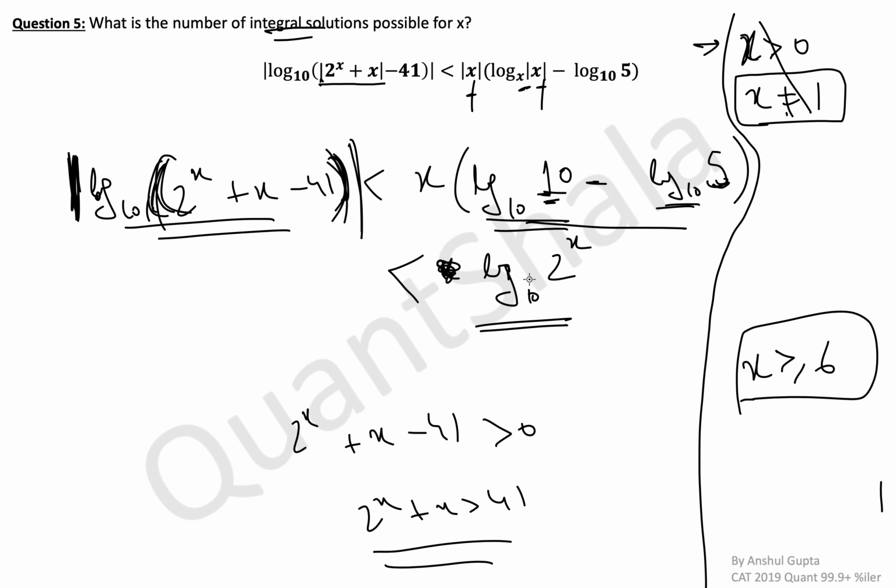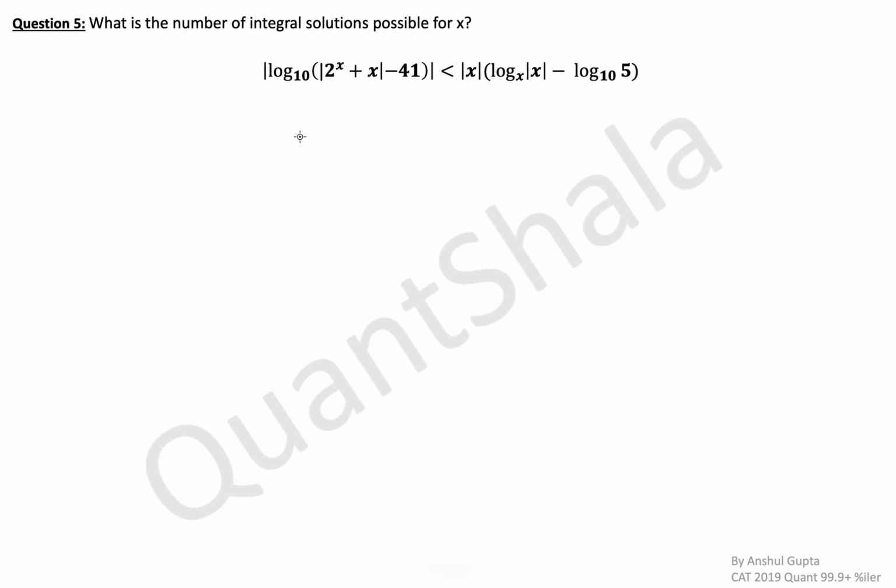After this, the next thing that we have is removing this mod. So when will this quantity inside the mod be positive, and when will it be negative? Let's talk about that. It will be negative when this thing in the bracket is greater than 0 but less than 1. Why is that?